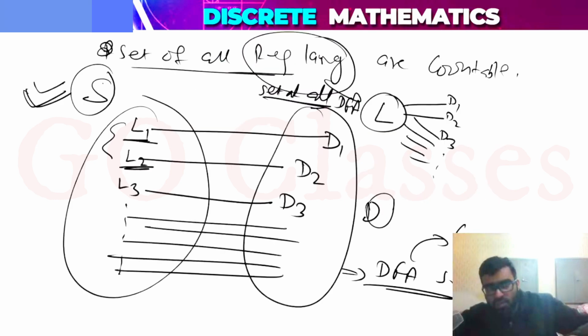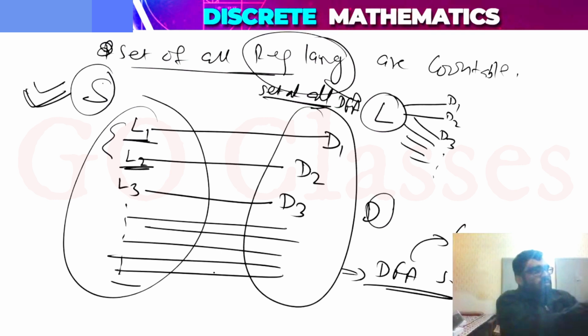So the set of all regular languages is countable. This is how you can prove it. Anyone has any doubt in this proof, let me know. Anyone has any doubt? So this is how you can prove that the set of all regular languages is countable.